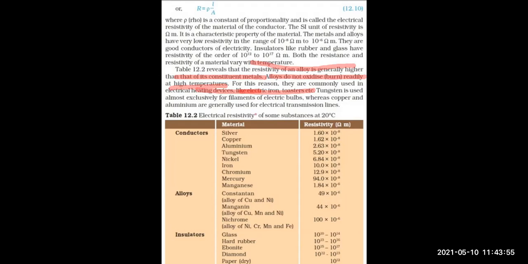And moreover, you might have seen that in electrical transmission lines, the wires that are used to transmit electrical energy are generally made of copper and aluminium, because their resistivity is low, and so they will send the electrical power from one point to another without burning down, right? So these are your applications of electrical resistivity.